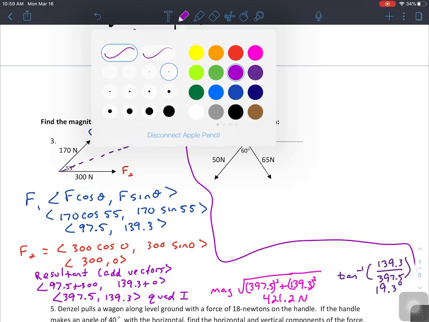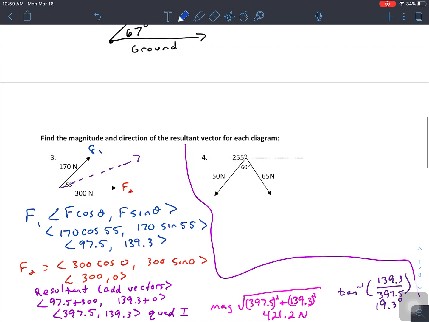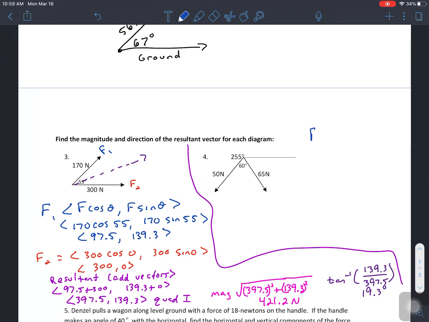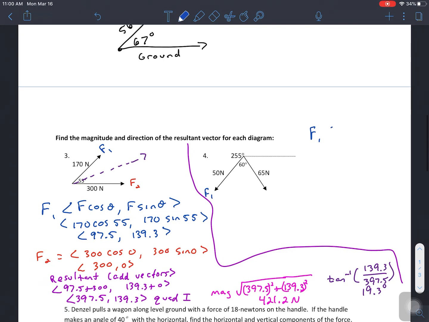So for the next one, set it up the same way. We're going to put both forces in. So we have 50 newtons, we have 65 newtons, we have that angle in there. We'll talk about how we're going to put that in. So let's start with force 1, which I'll call this one right here. So this is going to be 50 newtons cosine of 255, and then 50 newtons sine of 255.